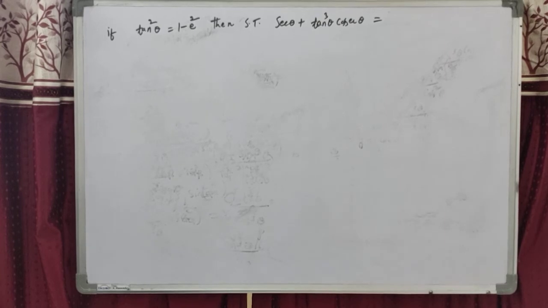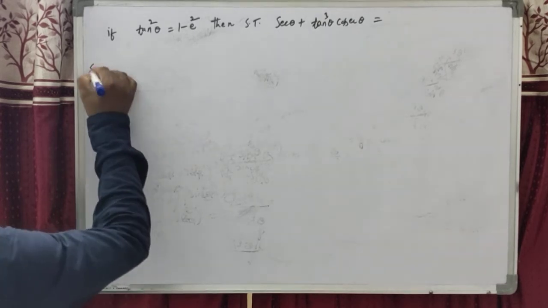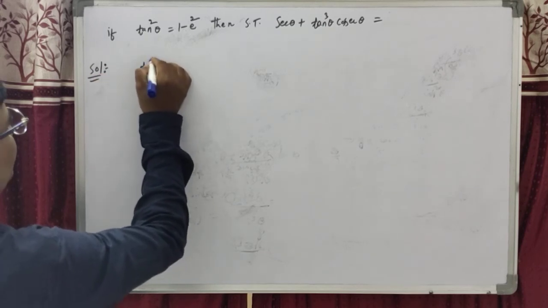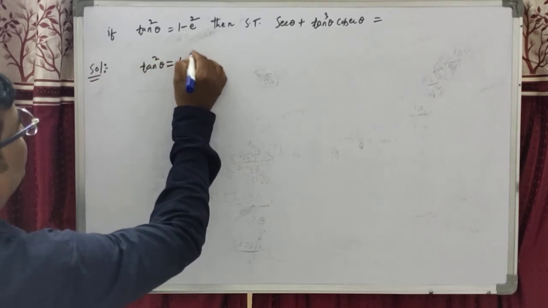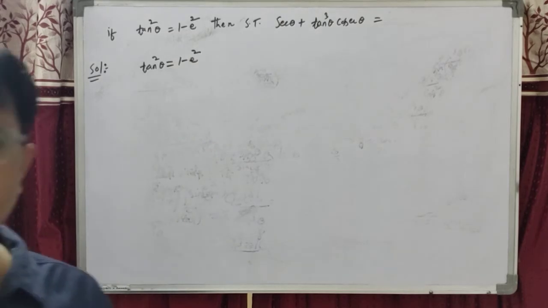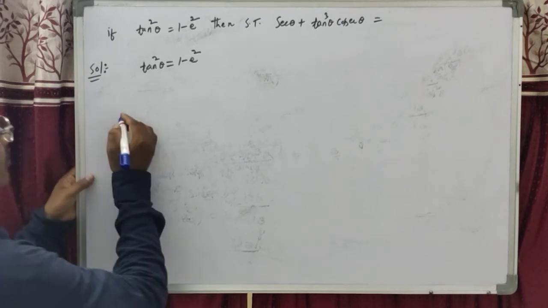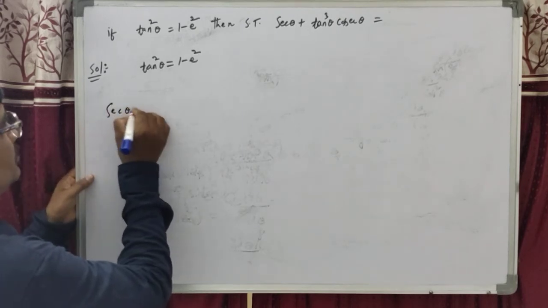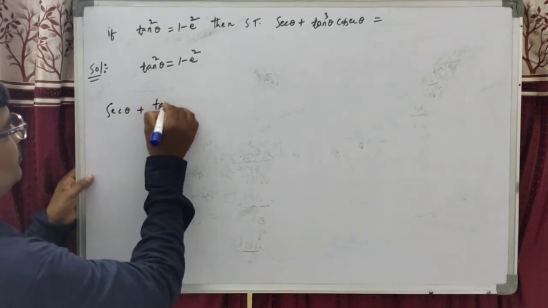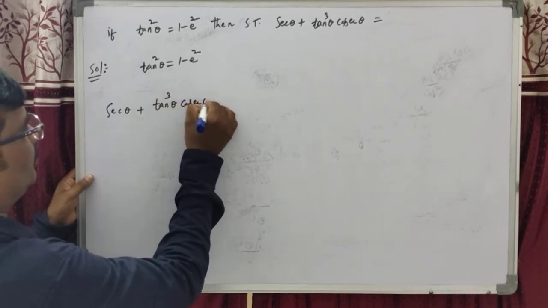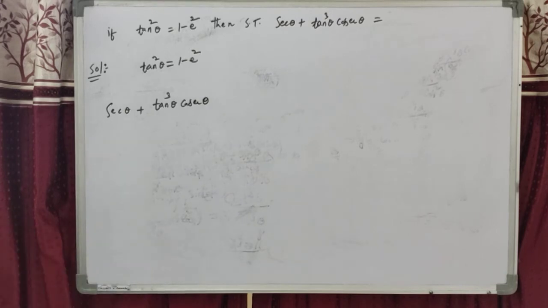Dear students, tan square theta equals 1 minus e square is given. So now we have to find, students, what? Secant theta, tan cube theta, cosecant theta.